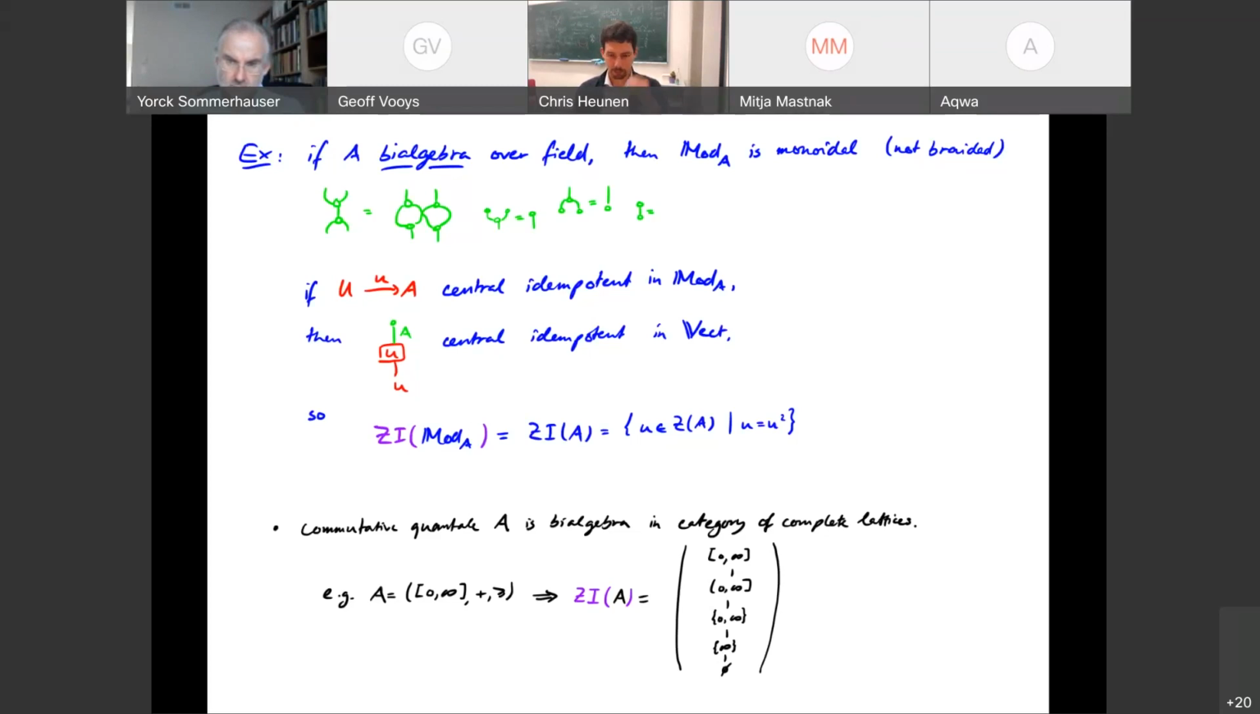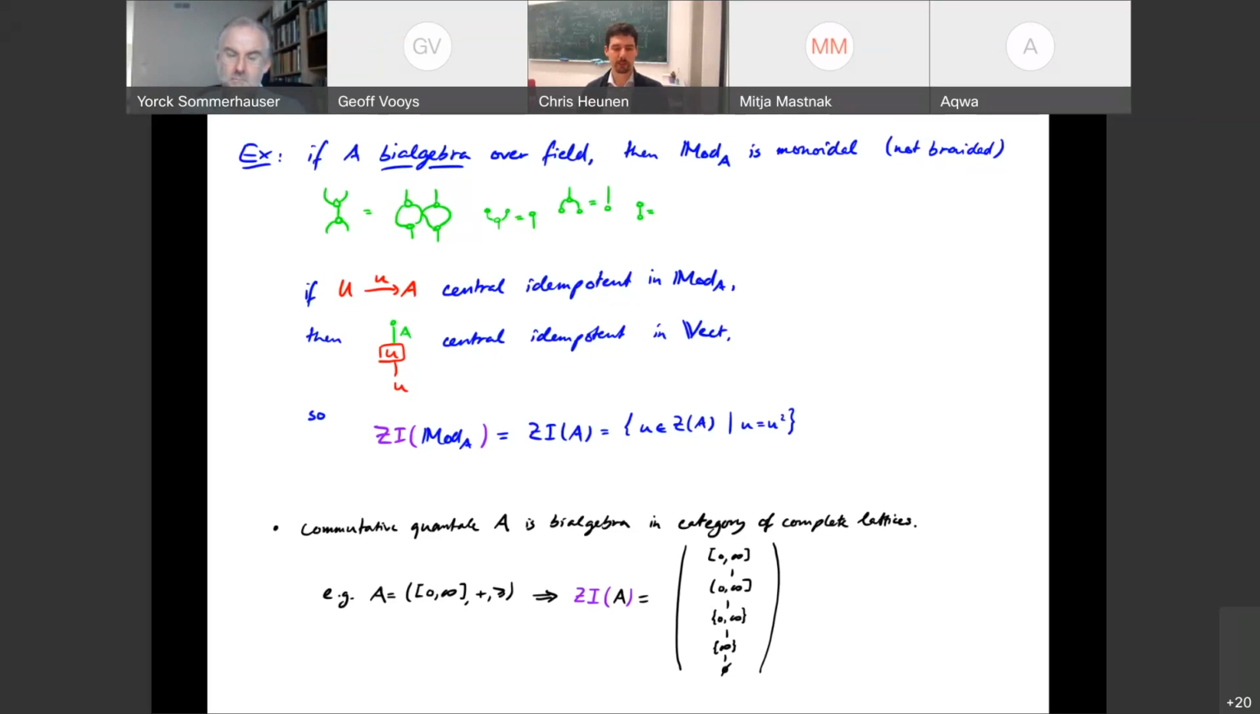So for example, to connect it back to the order theoretic examples we just had, if you take the category of complete lattices, so this is now not the category of vector spaces, but the category of complete lattices, any commutative quantale will be a bialgebra in there. So I can look at modules over it and look at its central idempotents. They will be exactly the central idempotent elements of the bialgebra.